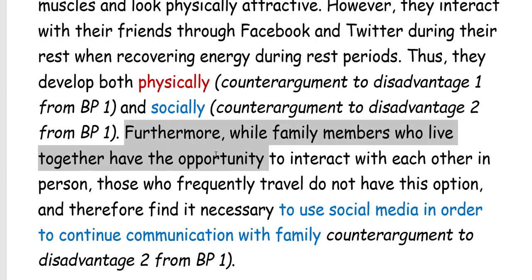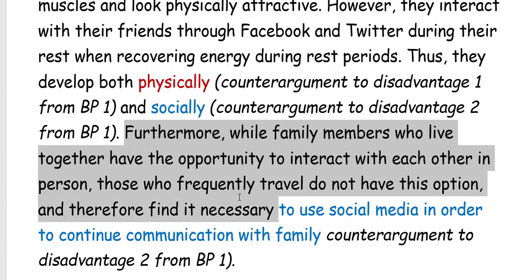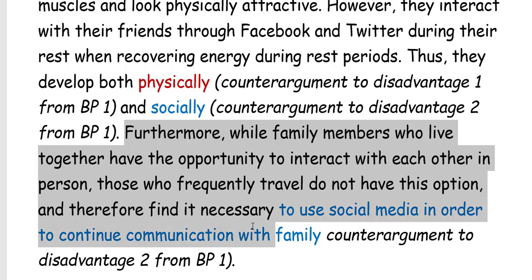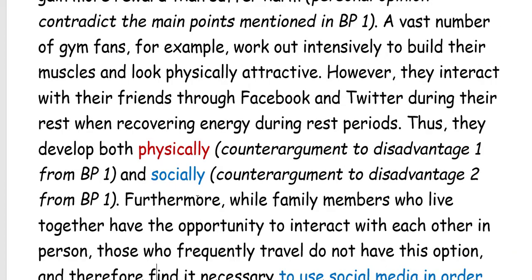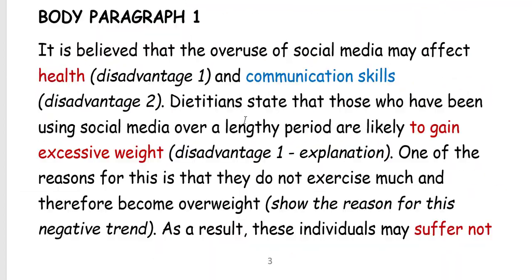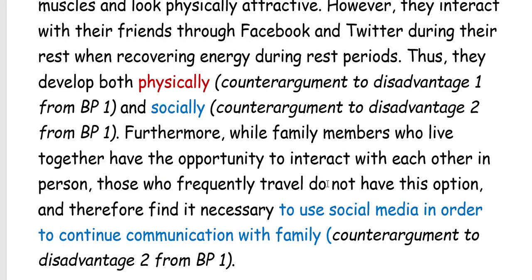Next, furthermore, while family members who live together have the opportunity to interact with each other in person, those who frequently travel don't have this option and therefore find it necessary to use social media in order to continue communication with family. Okay, so this is my counter argument to the second advantage from body paragraph 1, right? So socially, and here we have communication skills, and I'm providing a counter argument.